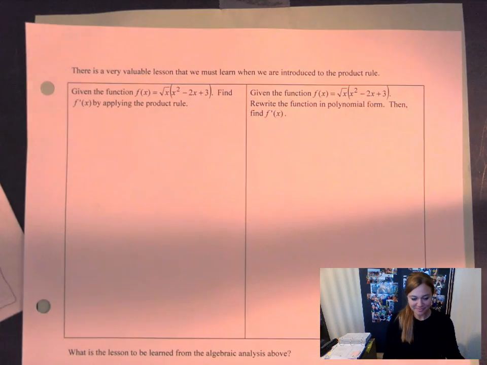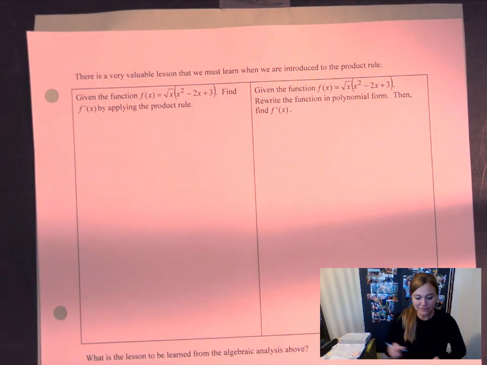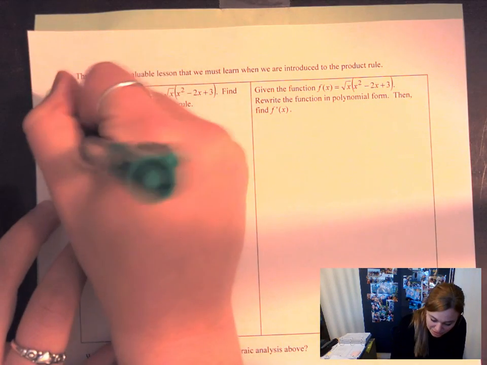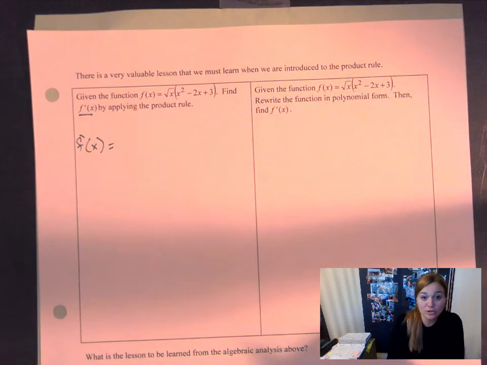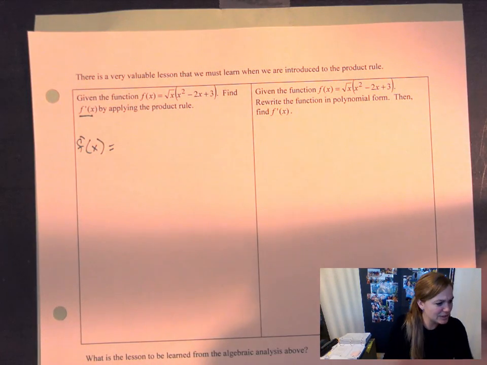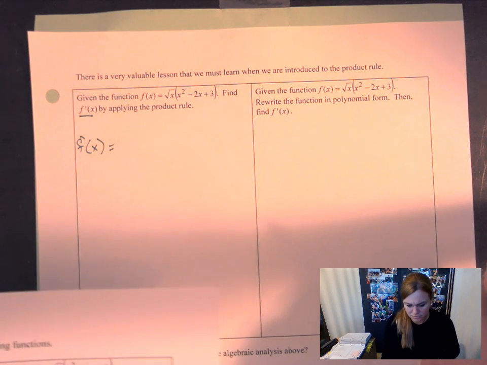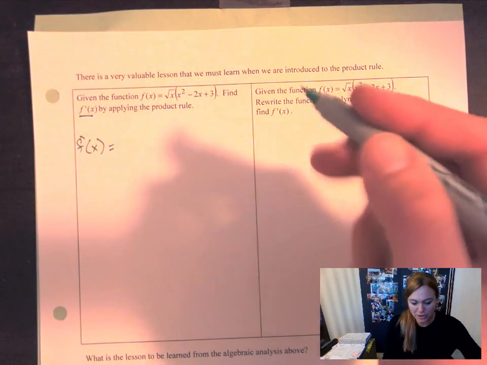Okay, next. This is on page 74. We're finishing up on this page. We're given this function, find f prime of x by applying the product rule. So I'm going to do that. So f prime of x is equal to, and this one, actually, didn't we do this one on the previous page? Oh, so close. Do you see this one over here? So very close. But we're going to do the product rule.